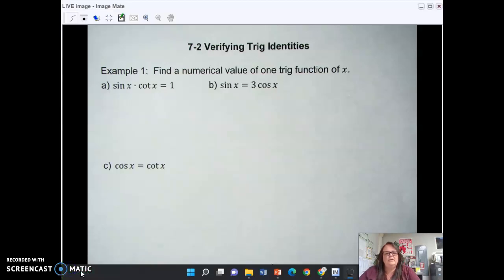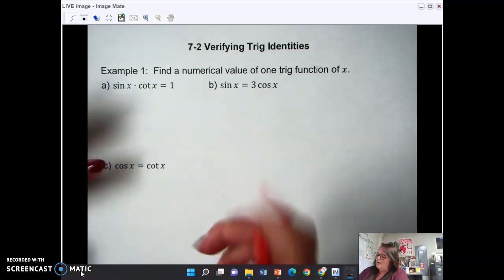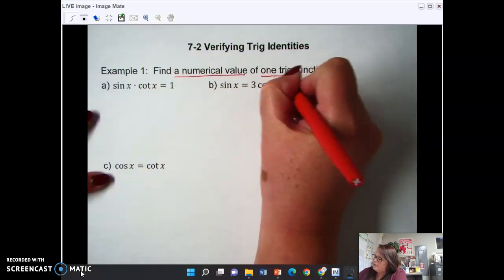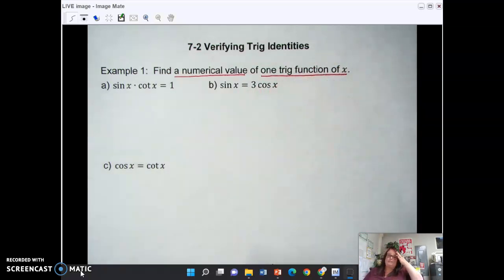So before we get started doing that, we're going to go ahead and do a few examples where instead of simplifying to where we have an expression that comes down, we're going to simplify things to where I get a function on one side and a number on the other. So that's what this is saying right now. Find a single numerical value equal to one trig function of x.